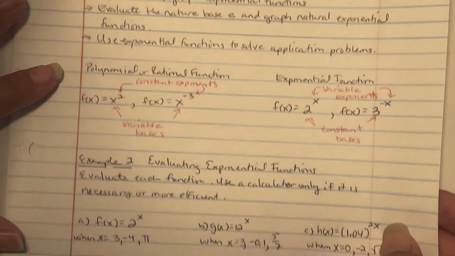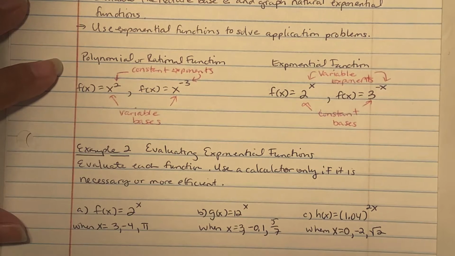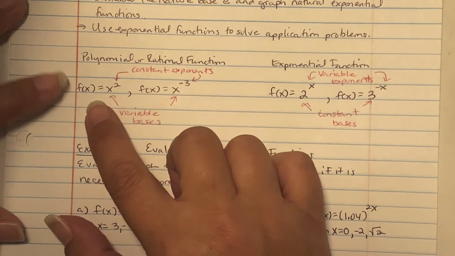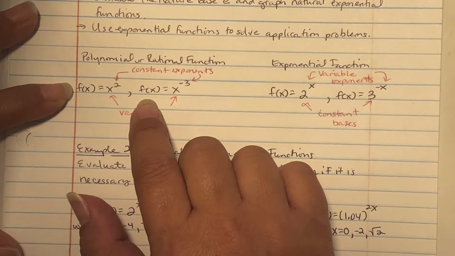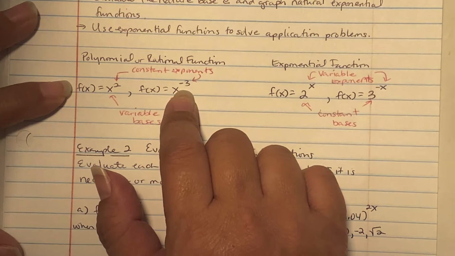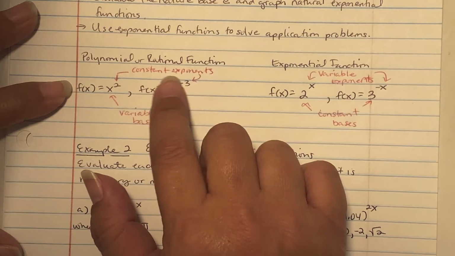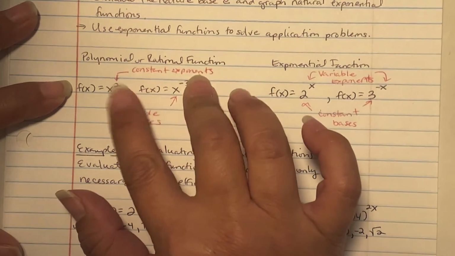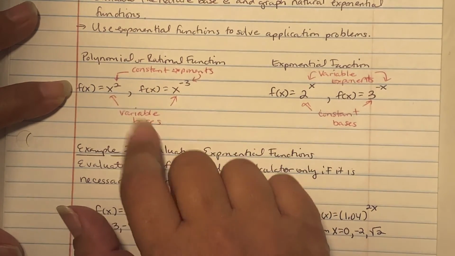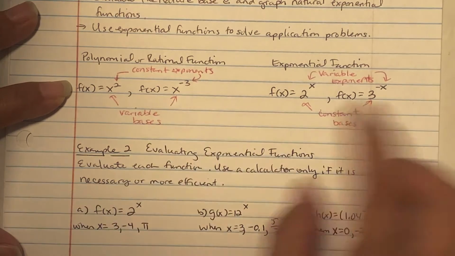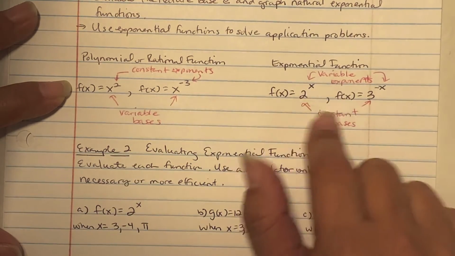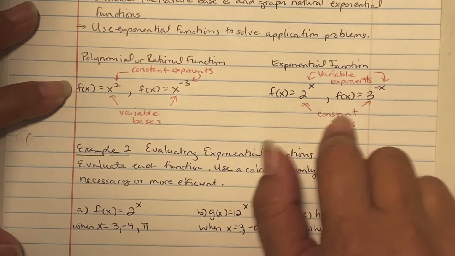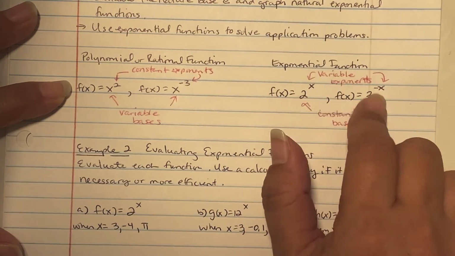So, polynomial and rational functions. Remember, previously, f of x equal to x squared and f of x equal to x to the negative 3. The constant exponents are positive or negative exponents, and the variables are the bases. The difference between the polynomials and the exponentials is that the numbers, the constants, are bases, and the exponents are variables. In this situation, they flip the position.